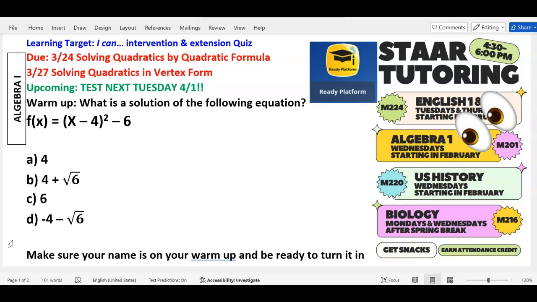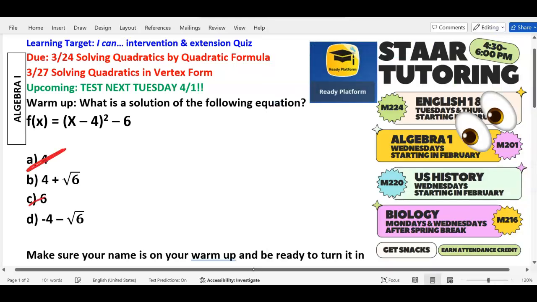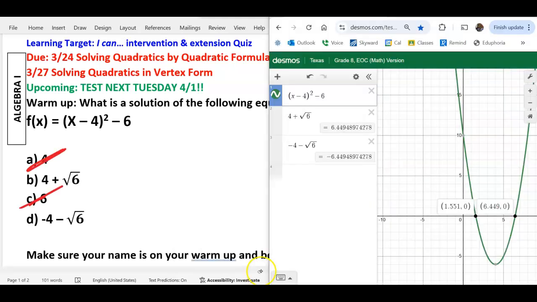What is a solution for the following equation? So just like we did on yesterday's notes, first, the straightforward way, graph this if it's equal to 0. Now it doesn't look like it's equal to 0, but if it's f of x equals, that is like equals 0. It's ready to graph. So this is what it looks like. You type in x minus 4 squared minus 6, and when you graph it and click these x-intercepts, they're decimals. So it can't be a whole number, right?